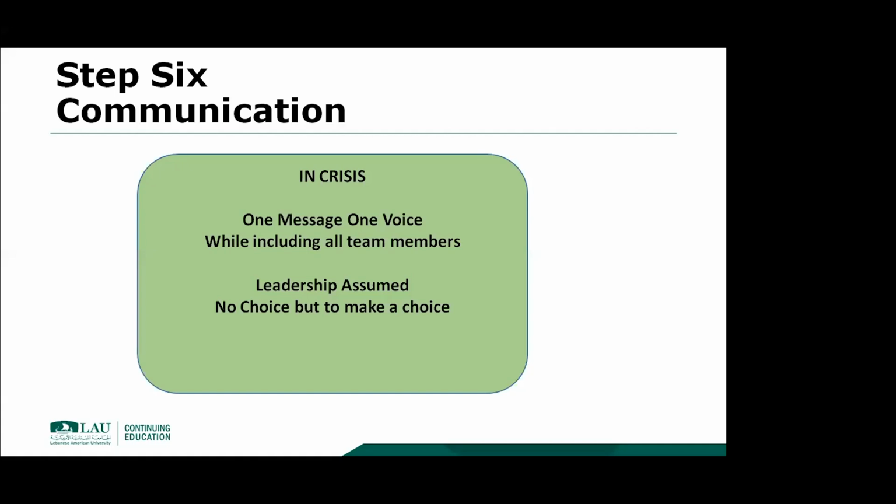And finally, you have no choice but to make a choice. You cannot go forever analyzing the situation. In crisis, you have to have a choice made instantly. And therefore, we have to go to step 7.